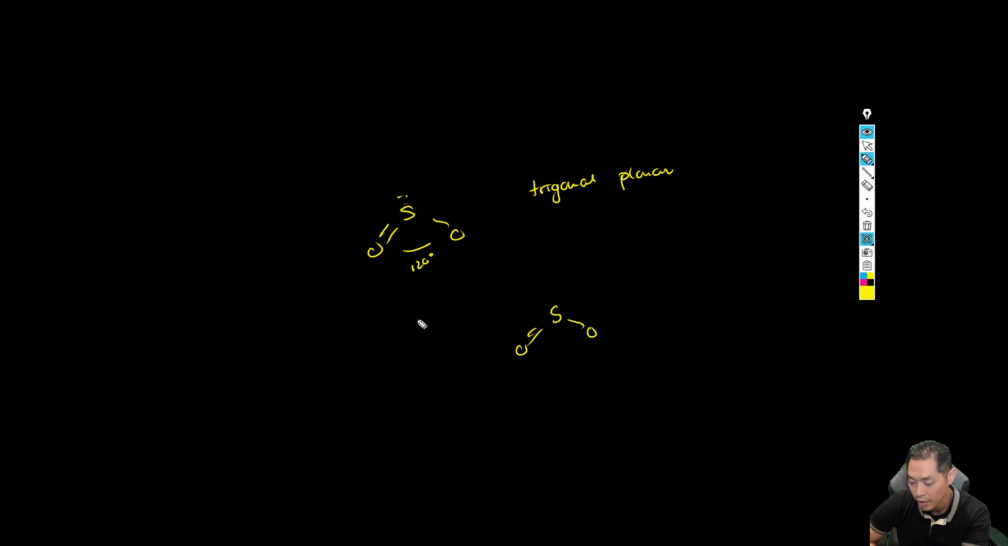Oop, forgot the lone pairs. So 120 between those 2, and I don't think it asks for, yeah, it doesn't ask for intermolecular forces. So that is problem 79.